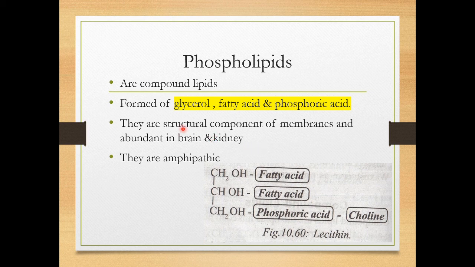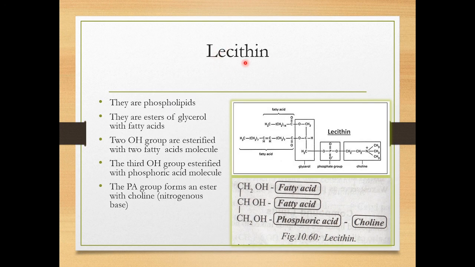So what's its function? They are the structural components of membrane, which is abundant in brain and kidney. And they are also amphipathic. Amphipathic means they have a hydrophilic end and a hydrophobic end. There are two ends, one is water loving end and the other is water hating end. So one example is lecithin, a phospholipid.